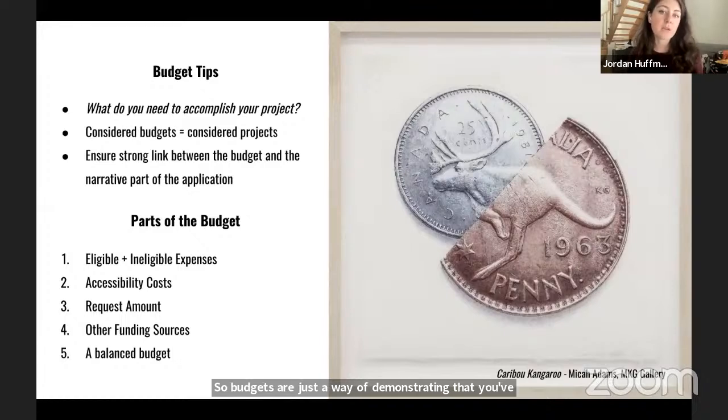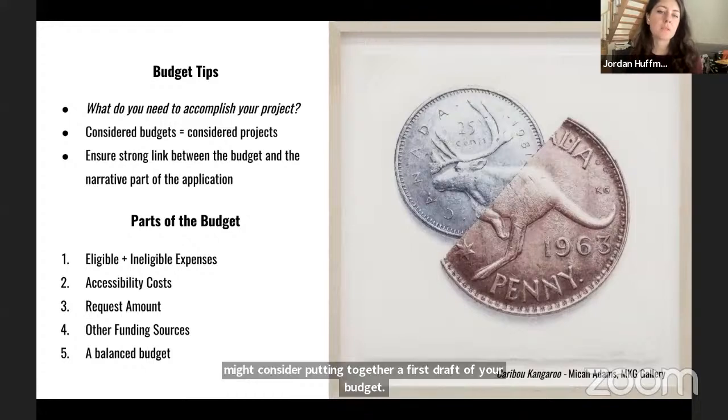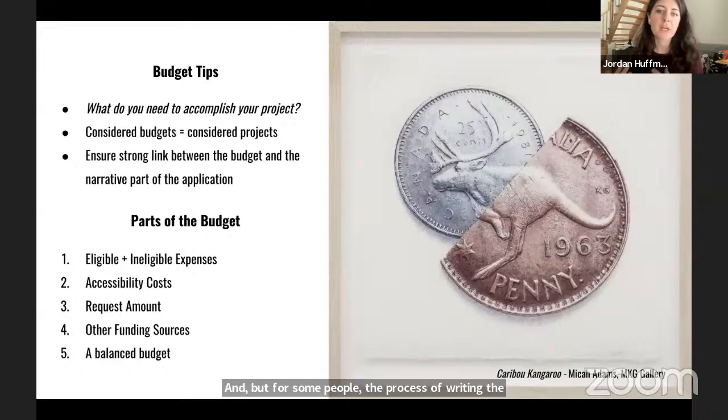And you might consider putting together a first draft of your budget ahead of your written application. But for some people, the process of writing the actual application can help clarify what expenses you may want to include in your budget. And in either case, remember that funders will want to see a strong connecting link between the budget and the narrative part of the application.